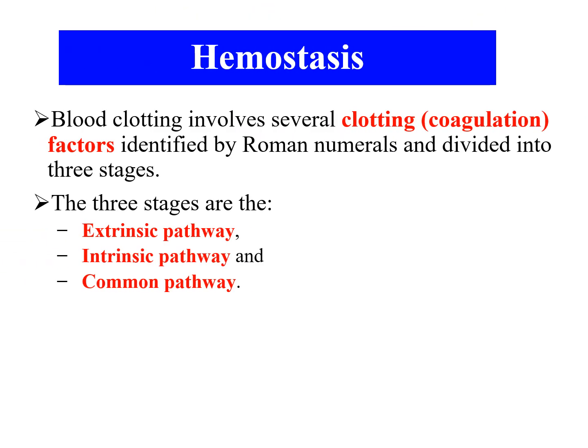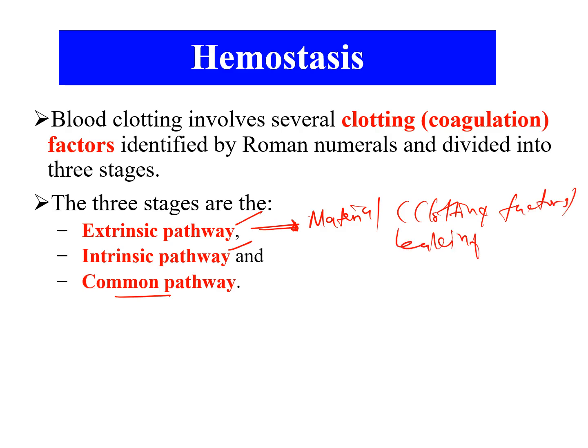The process of coagulation or blood clotting happens in 3 stages. We have the extrinsic pathway, the intrinsic pathway, and the common pathway. The extrinsic pathway is initiated because of materials, let's say clotting factors, leaking into the blood vessel.